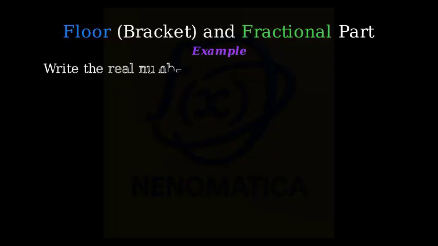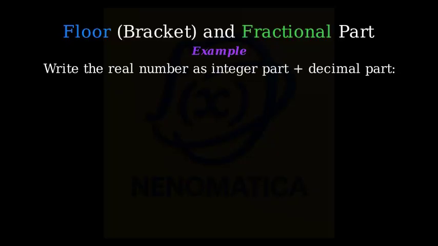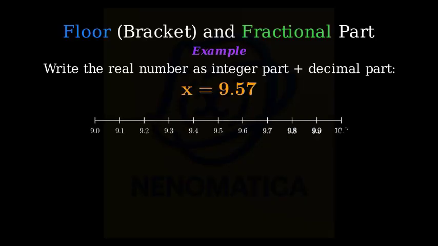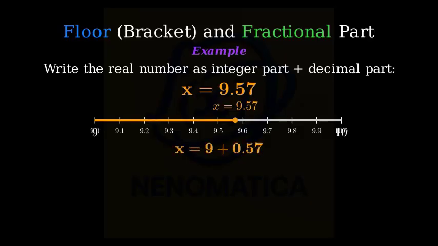In this example, we will decompose a decimal number into its integer part and its fractional part. Here is our example. Now the problem statement. Write the following real number as an integer part and a decimal part. x equals 9.57. Step 1. Decompose the number. We draw a number line from 9 to 10 and place the point x at 9.57. Visually, starting at 9 and moving 0.57 gives x, so we can write x equals 9 plus 0.57.